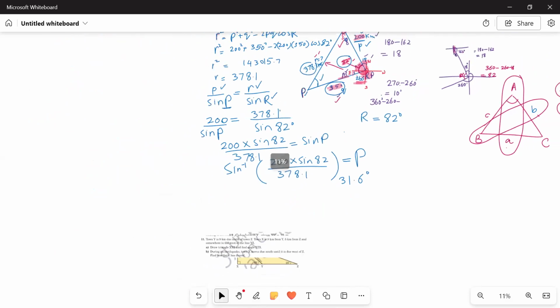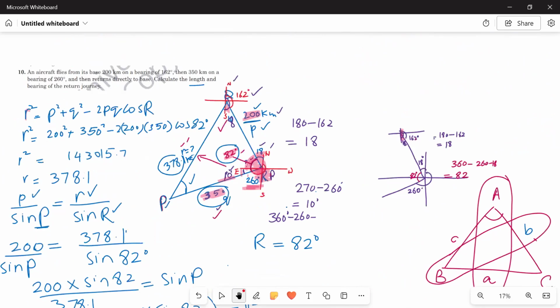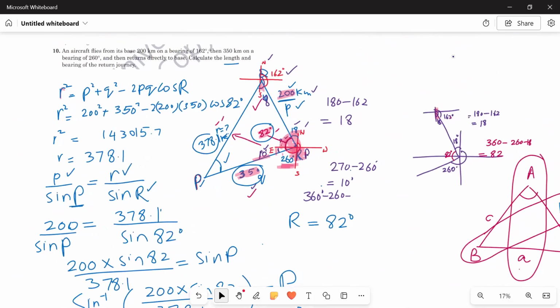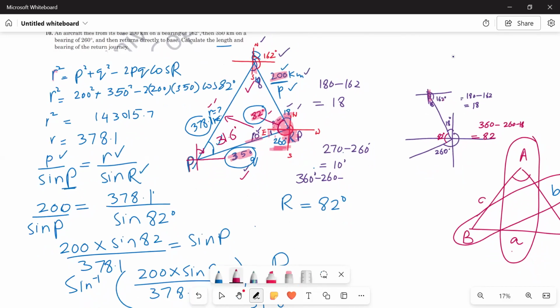The question is that we have to find the bearing of the return journey. Bearing of return journey means we have to find the bearing of P here. This angle we found is 31.6, because P angle is 31. If this one is 31, this one is 10.